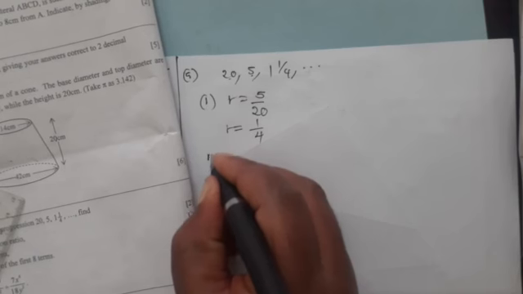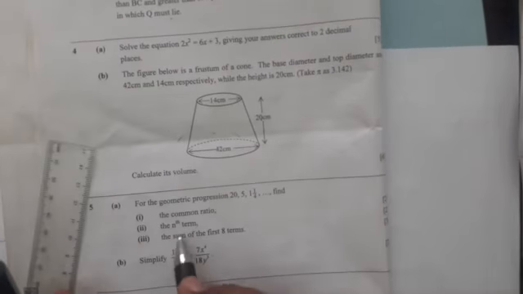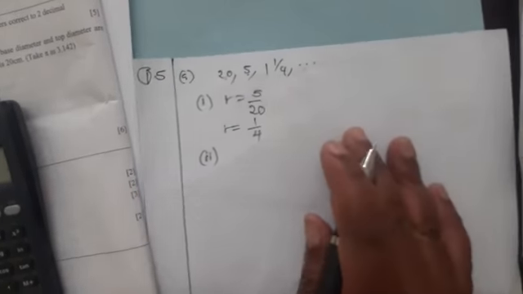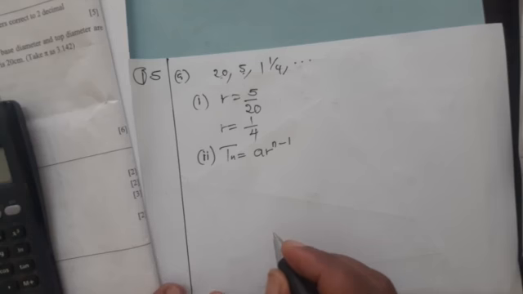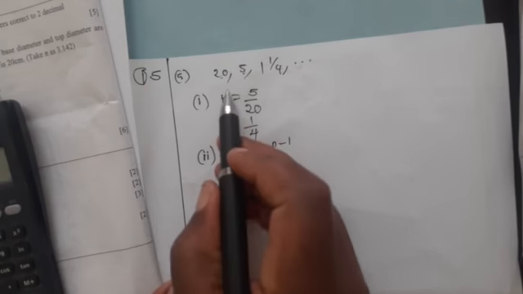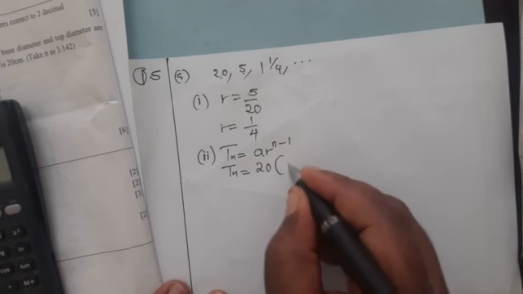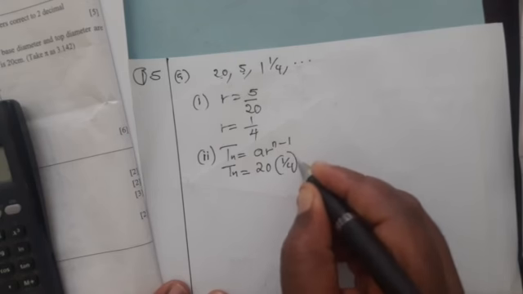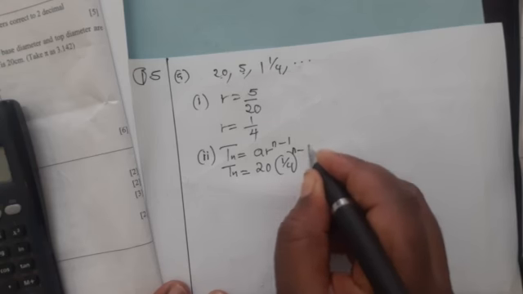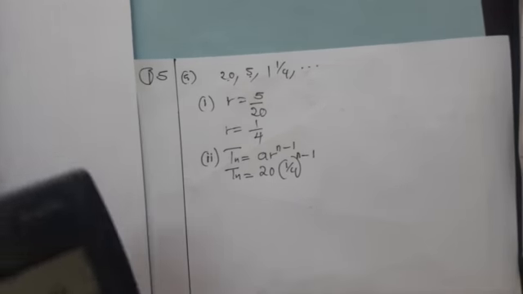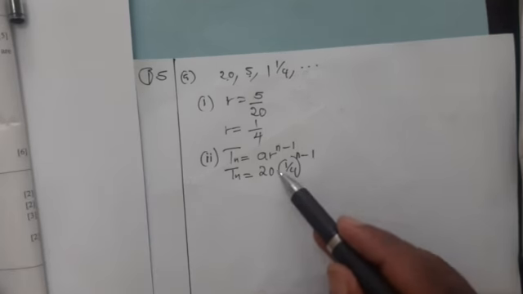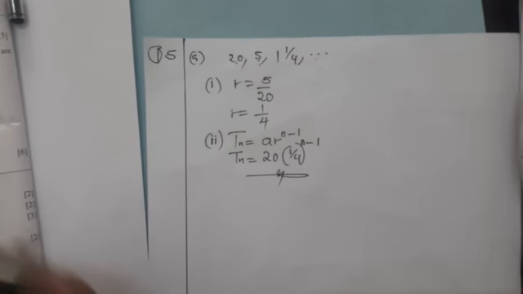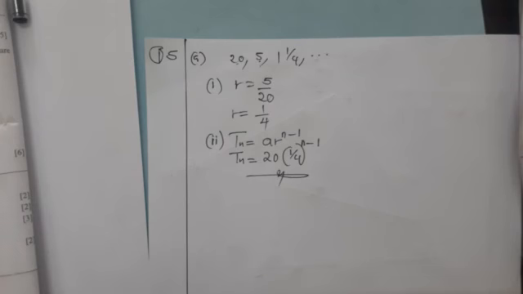Then we go to Roman numeral 2. What is Roman numeral 2? The nth term. Okay? So here we are getting the formula. So we'll say Tn is equal to ARn minus 1 for a GP. So Tn is equal to, what is our first term? 20. And what is our common ratio? 1 over 4 to the power n minus 1. Alright, and that is our answer. Because we do not have a way of manipulating this, we end here. Alright, you can get that one. Then we go to the third one.